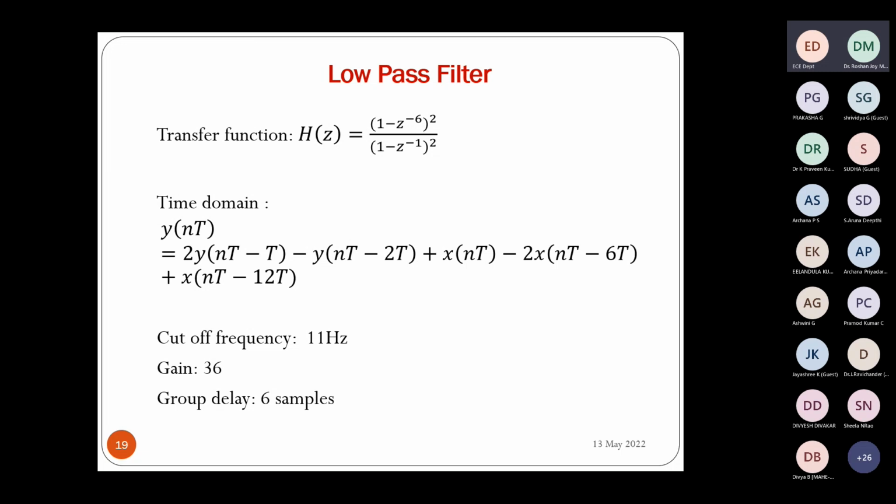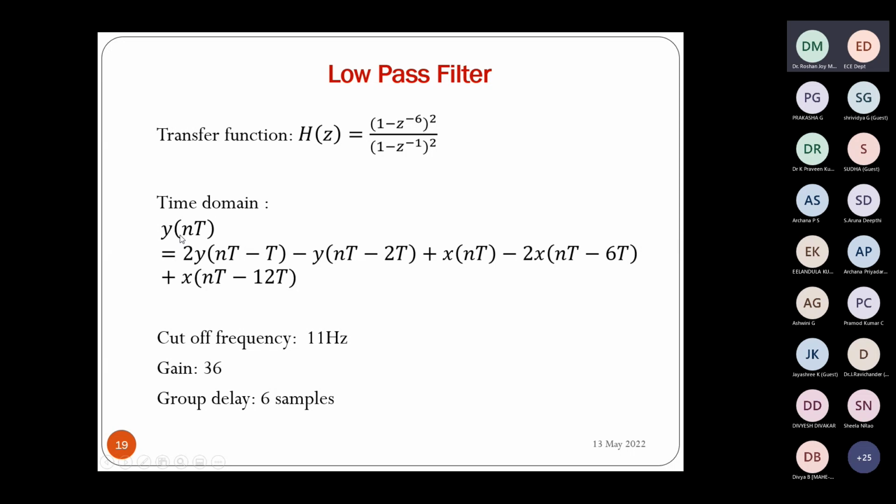1 minus z power minus 6 whole square divided by 1 minus z inverse whole square. So this is a transfer function which we can convert into time domain. We will get this difference equation. So yes, it is an IIR filter, where we can see X and Y both delays are present. So it is an infinite impulse response filter.